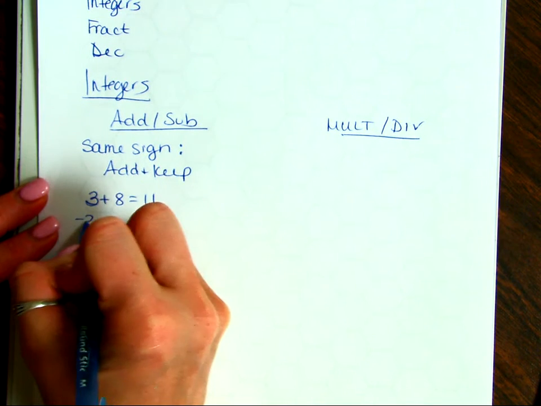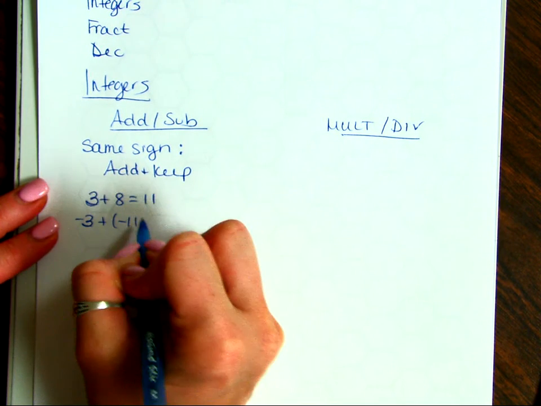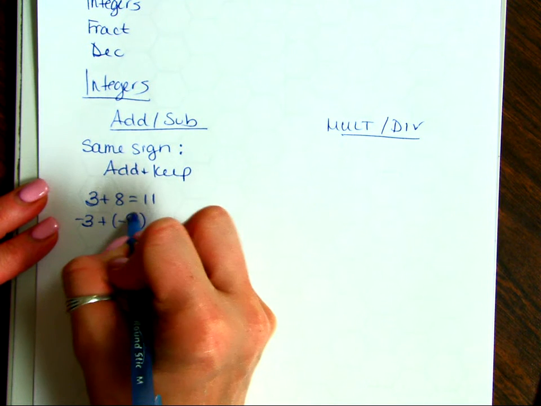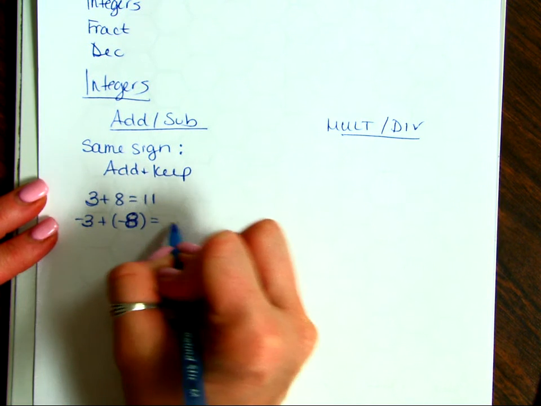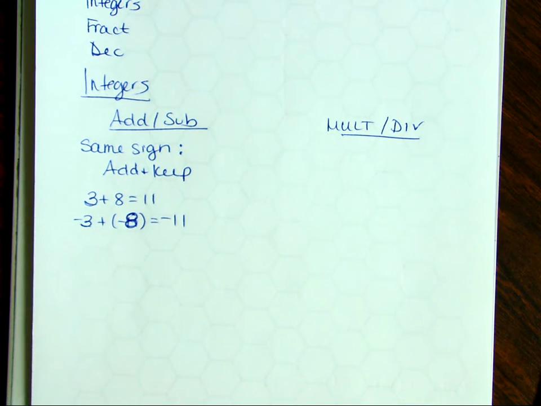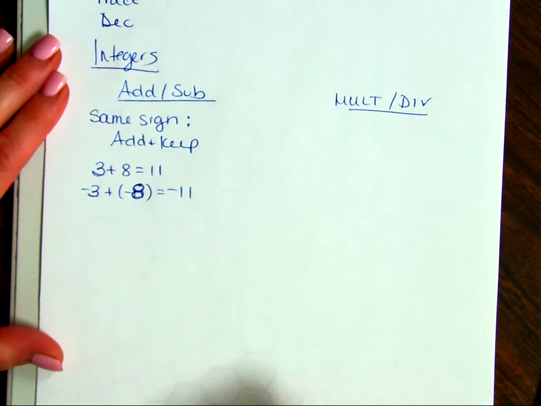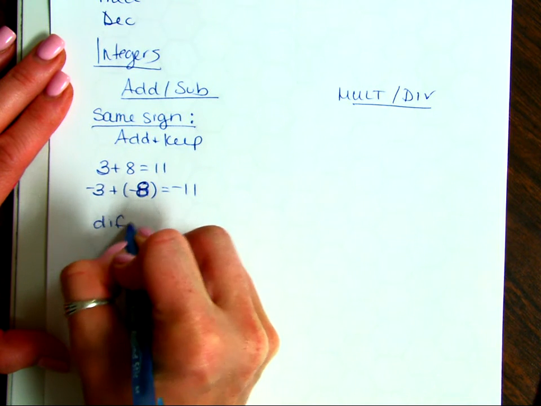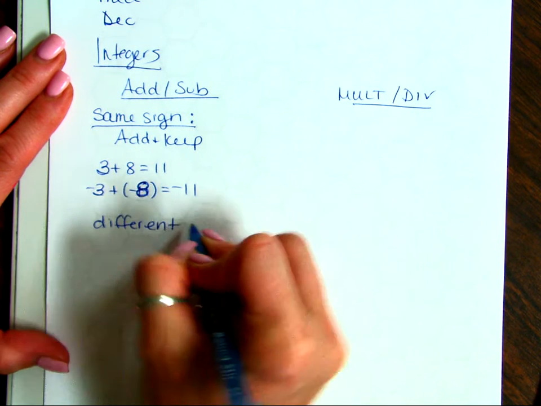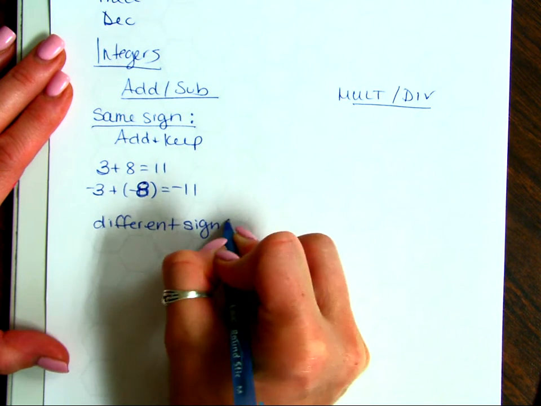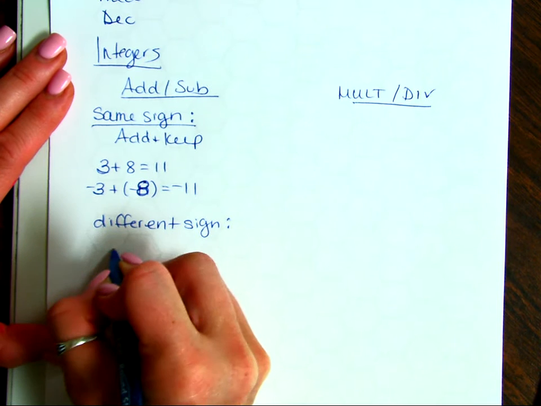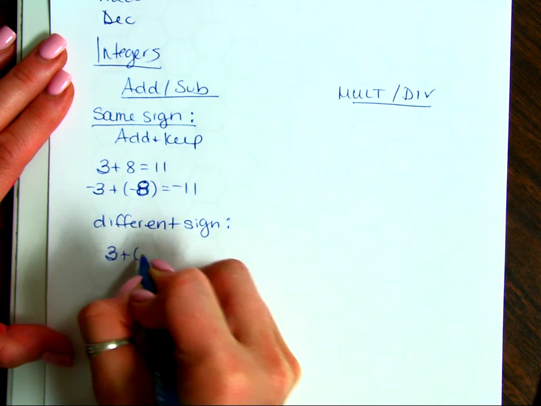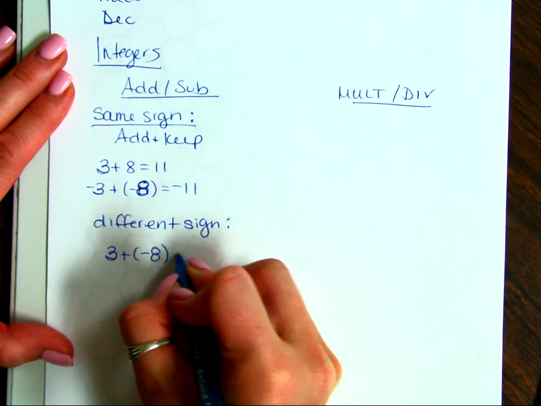So that goes for a positive number, like a positive 3 plus a positive 8 is a positive 11. It also applies to your negative numbers. A negative 3 plus a negative 8 is a negative 11, okay? So when the signs are the same, you're going to add and keep the sign that they are, okay? So let's talk about when the signs are different, okay? So your different sign would be like the 3 plus a negative 8, okay?